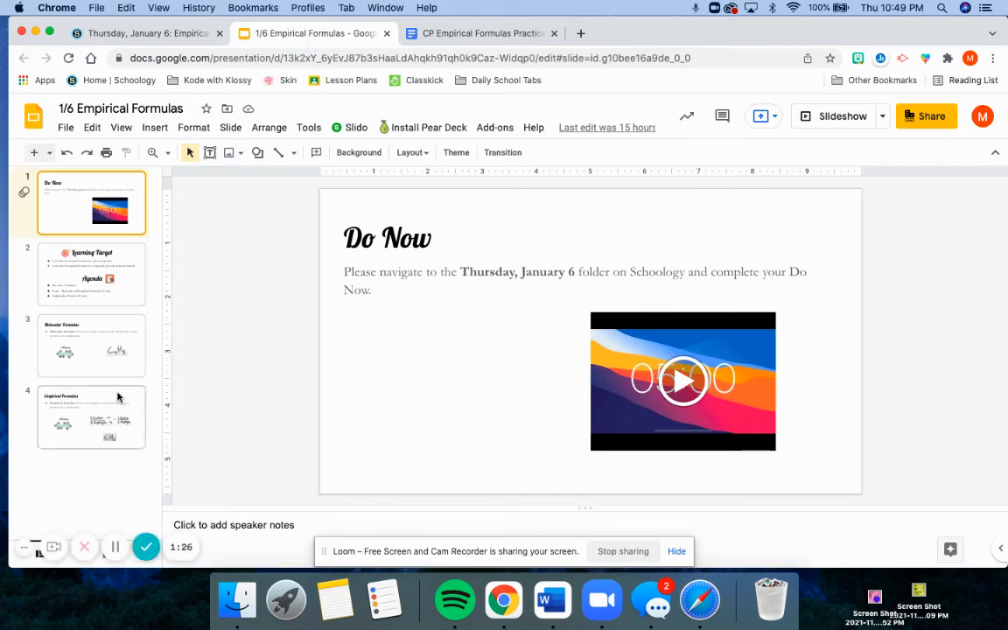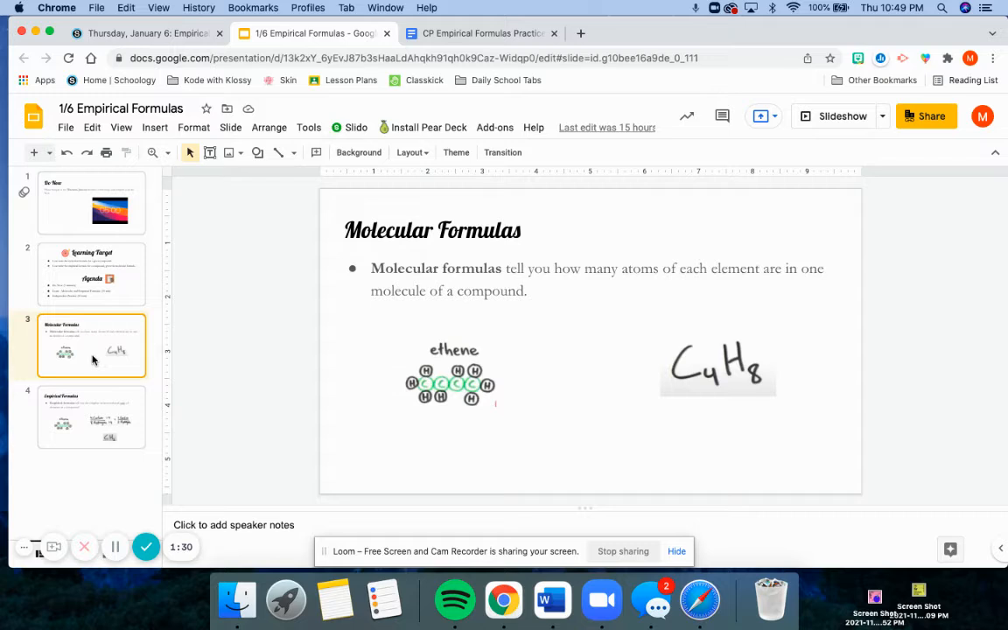So the Edpuzzle video again talks about 2 different types of chemical formulas, one called molecular formulas and one called empirical formulas. Molecular formulas should sound familiar to you because these are the types of chemical formulas we've been discussing since late October. These formulas tell you how many atoms of each element are in one molecule of a compound.